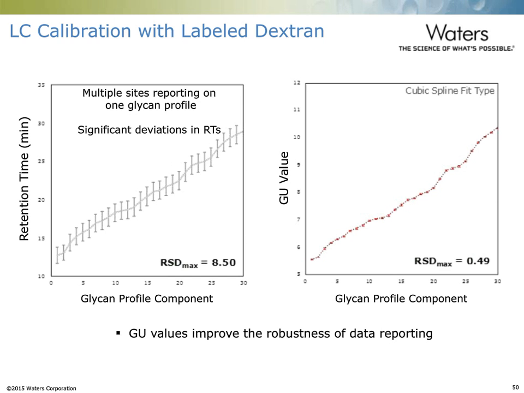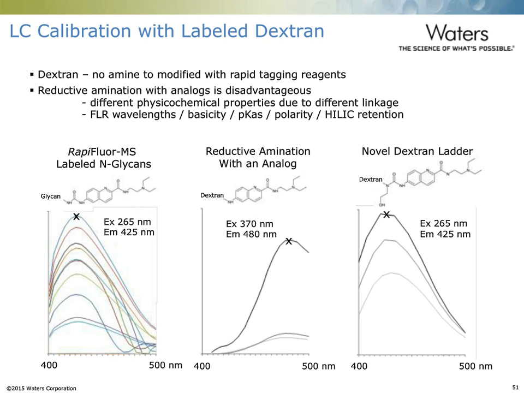Given the significance of GU-based LC calibration, it was important to complement rapiform-S labeled glycans with an appropriate dextran calibration ladder. This was not an easy endeavor. Dextran does not natively contain an amine that can be modified with rapid labeling reagents. Also, reductive amination with any sort of analogs of these reagents is disadvantageous. By introducing a different linkage chemistry, reductive amination with analogs produces labeled dextran with physical chemical properties different than rapiform-S labeled glycans, which would obviously not be appropriate for use as a calibrant.